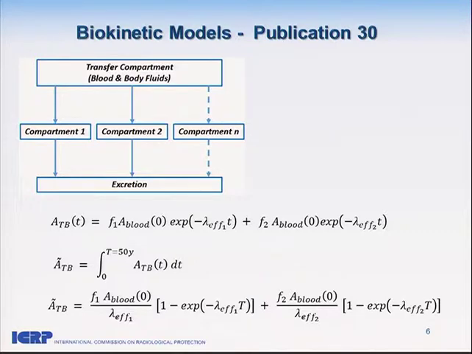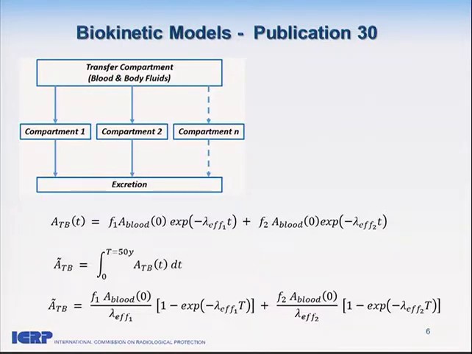So then the activity in the total body as a function of time under this scheme was: you look at the activity in the blood at T equals zero, essentially the uptake, to be differentiated from the intake. You partition that activity to the two different compartments, and then they change as a function of time simply by an exponential, e to the minus lambda effective T. Then to know the total number of transformations in each of those compartments, you integrate this over 50 years, in the case of the adult, and you get the equation at the bottom.